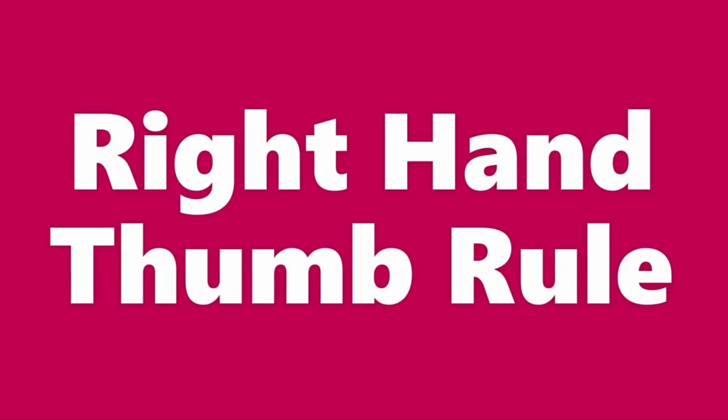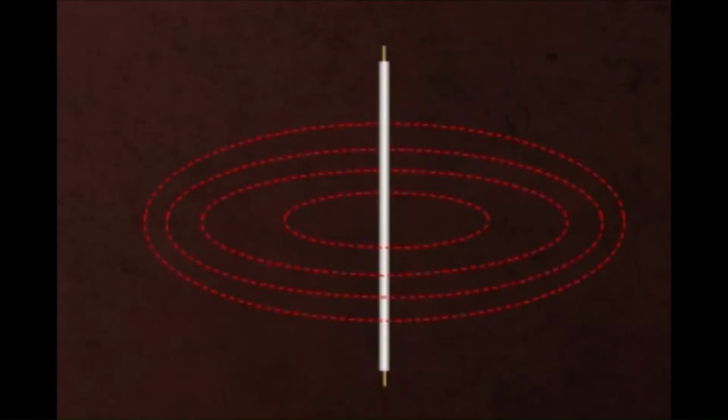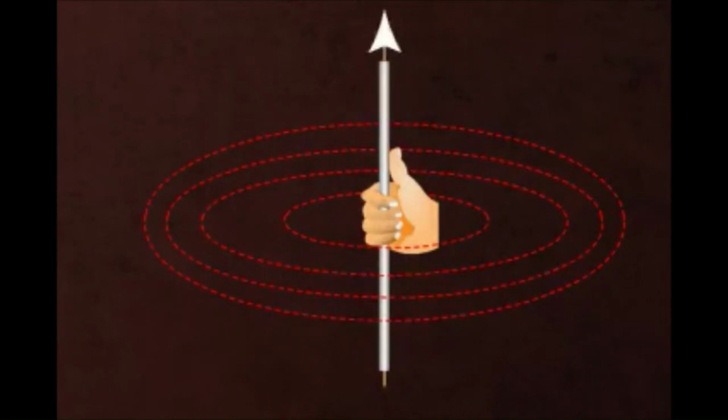Magnetism. Right hand thumb rule. You see this conductor on screen? If you know the direction of the current through this conductor, you can find the direction of the magnetic field. How? Hold a wire in your right hand in such a way that your thumb points in the direction of the current. Fine? Now the direction of the curvature of your fingers will give you the direction of the magnetic field around the wire. And this rule is known as Maxwell's right-hand rule.